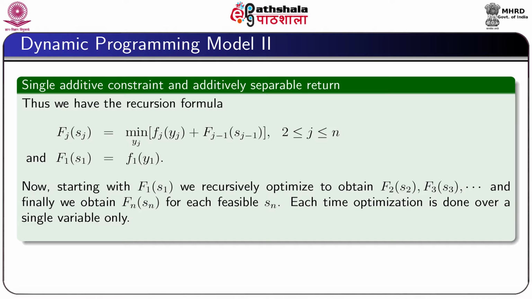Now, starting with F1(S1), the recursive optimization is to obtain F2(S2), F3(S3) and so on, and finally we obtain Fn(Sn) for each feasible Sn. Each time, optimization occurs over a single variable.